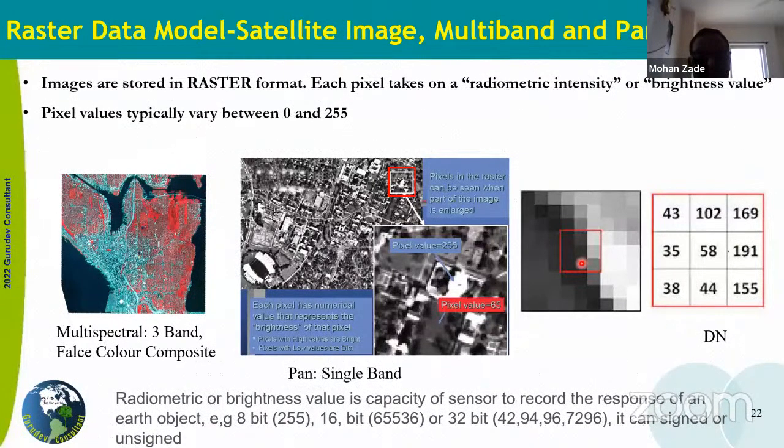Apart from the single 8-bit, there are different radiometric resolutions also. Like you have 8-bit, 16-bit, 32-bit, and it can be signed or unsigned. So 8-bit is 2 raised to power 8, then 2 raised to power 16, and 2 raised to power 32. So these are the number of levels of information it can store. And mostly in remote sensing data, 8-bit or 16-bit data are available.